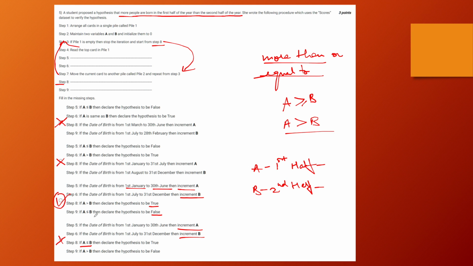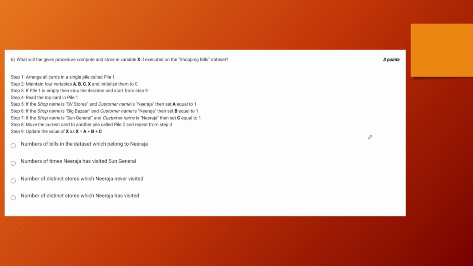So with that, let's move over to question number 6. Question number 6 reads, what will the given procedure compute and store in variable x if executed on the shopping bills dataset? Okay, so let's go through it step by step.